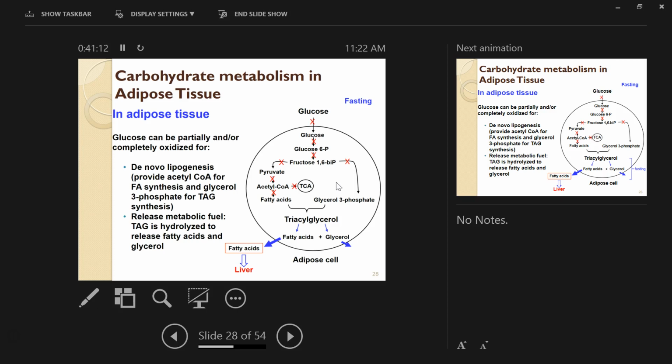Any questions about adipose tissue? Okay. Let's see.